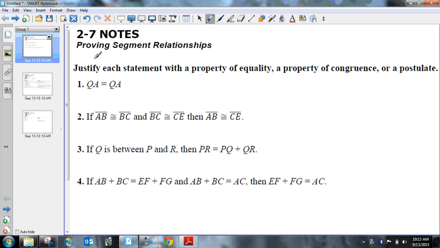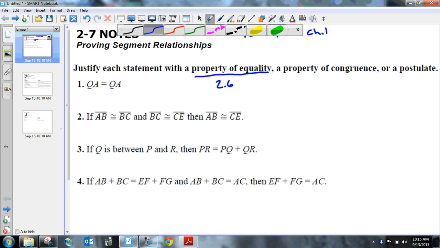Okay, so you probably want to use all the definitions from chapter 1, and then you'll need all of the properties of equality. That's from section 2.6, okay? So you'll need those at hand when you're doing these. Memorizing these is a little bit tough, but let's go ahead and take a look at them.